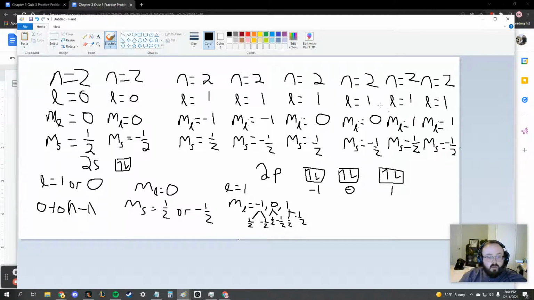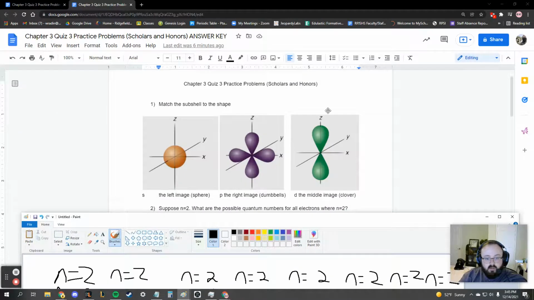Alright, so total, these all are L equals 1. They are all p orbitals. If we go back to here, they look like our dumbbells, right where my mouse is, but they are differentiated on different axes. So this dumbbell is on the z-axis. Another one might be on the y-axis. Another one might be on the x-axis. So they are different in three-dimensional space.